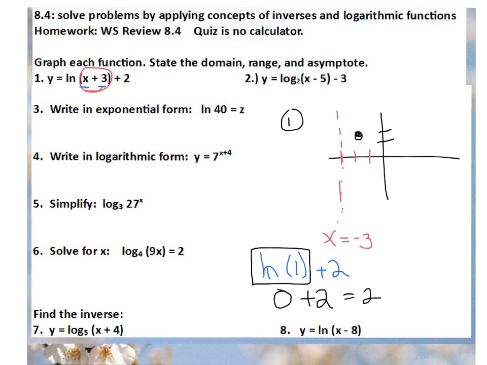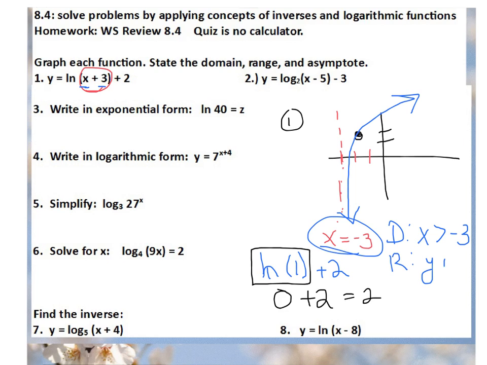The base is e, which is more than 1. The value is 2.7. So our graph is going to be increasing. Here's the answer for our asymptote. Domain is x is greater than -3, and the range y is all real numbers.